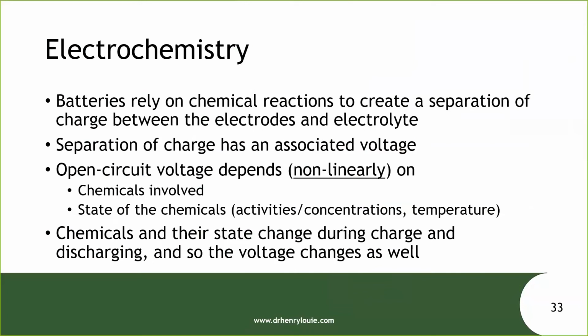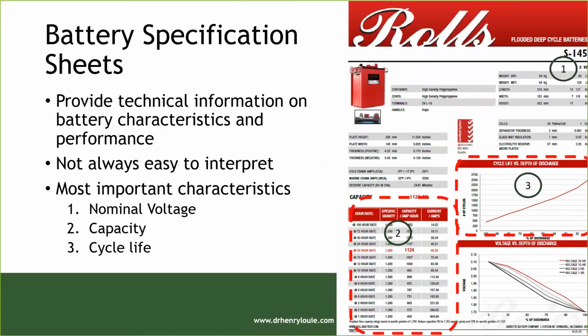But in general, as the batteries charge or discharge, their chemical state changes, and so will their voltage. Their open circuit voltage will change as well. So unfortunately, batteries should not be modeled as constant voltage sources. Their voltage varies dramatically, perhaps, as the battery is charged and discharged.